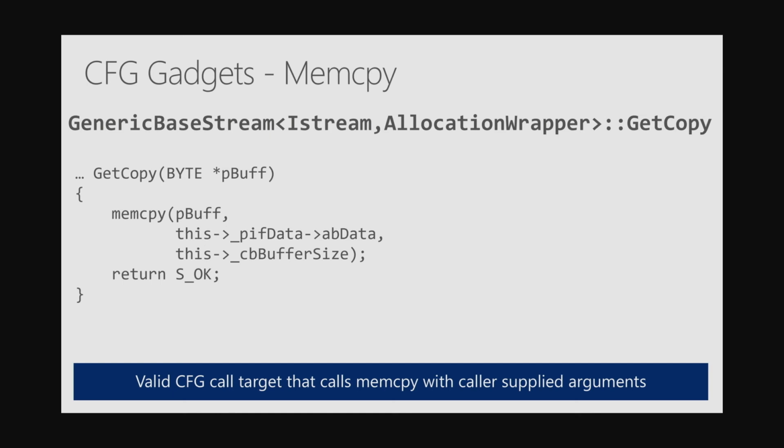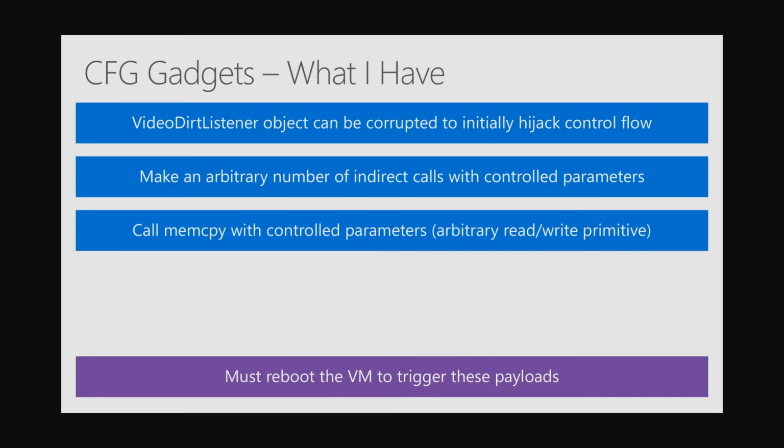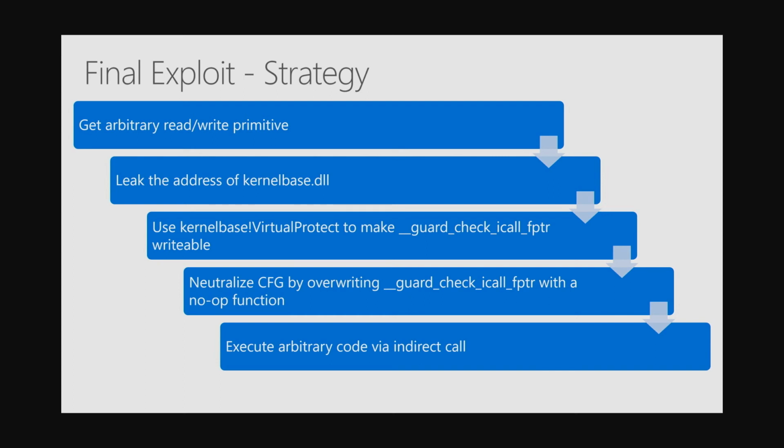All right, the last gadget that I found that I needed was this MemCopy gadget. This is once again a function that is an indirect call target, and it uses the parameters that are passed to it to make a call to MemCopy. What this ends up giving me is an arbitrary read-write primitive, because I control the source, the destination, and the size of that call to MemCopy. However, there is a caveat: I can only make this call to MemCopy when the virtual machine reboots.